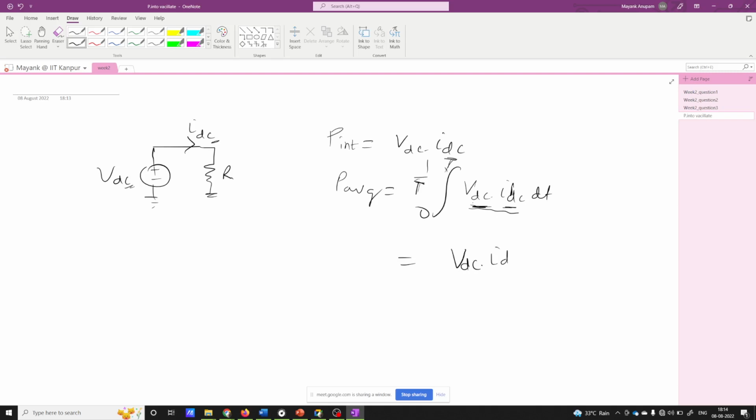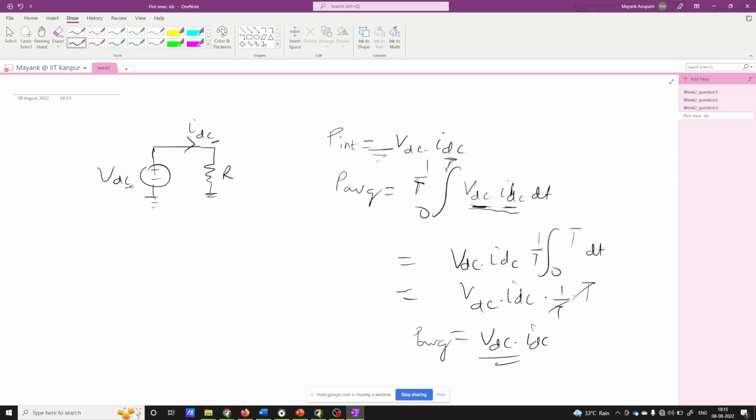So VDC times IDC comes out of the integral, and you integrate basically dt from 0 to t, which becomes effectively what? This is VDC times IDC times 1 over t into t. So t and t cancel, and this simply becomes VDC times IDC. So in the case of a DC source, when everything is DC, when everything is not changing with time, your average power is the same as your instantaneous power, isn't it?